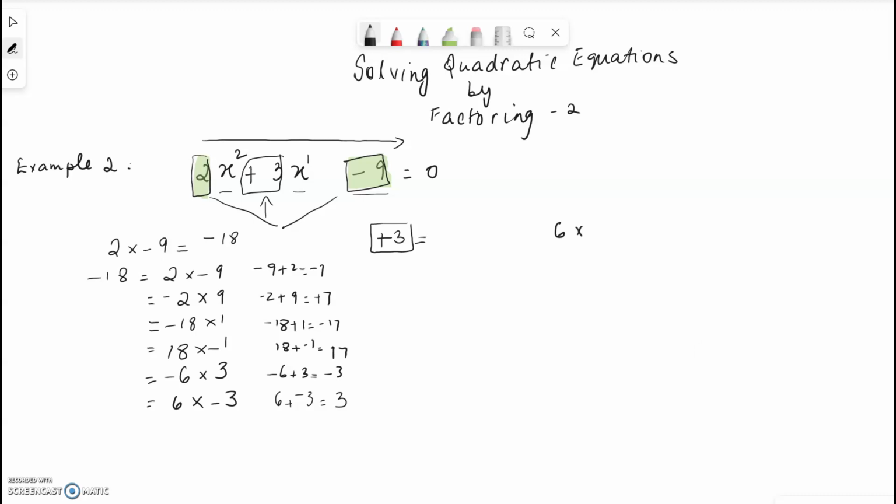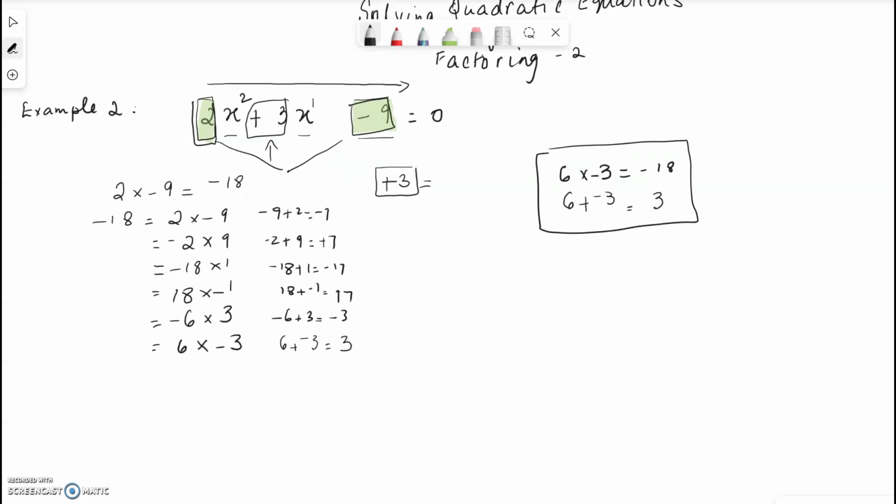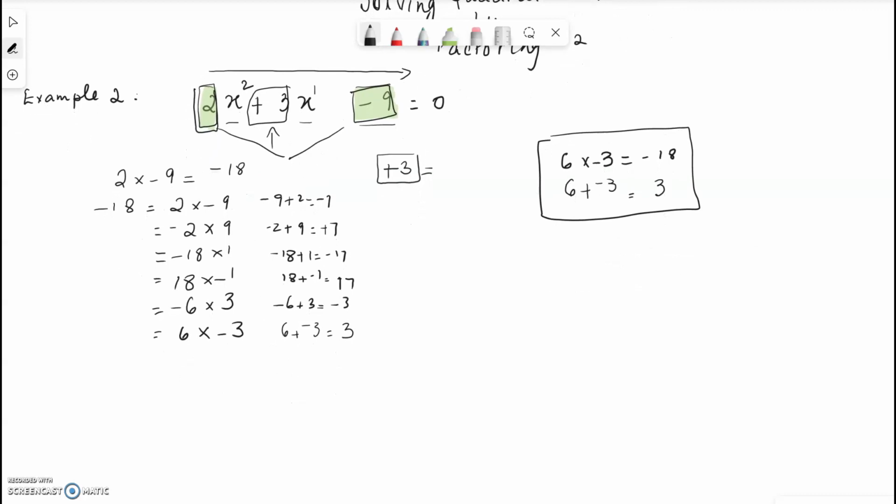So 6 times -3 is -18, which is the product of the coefficient of x squared and the constant. Moreover, 6 plus -3 adds up to the coefficient of the middle term, which is 3. Now this is what we need. We need the factors that follow these rules. So let's look at the expression 2x squared plus 3x minus 9 equals 0.